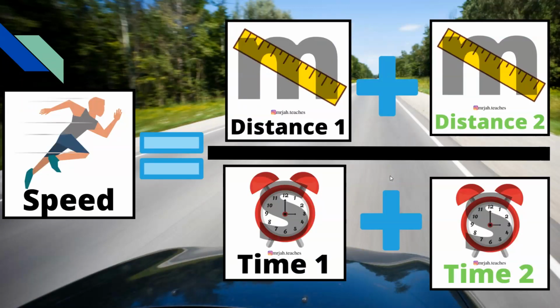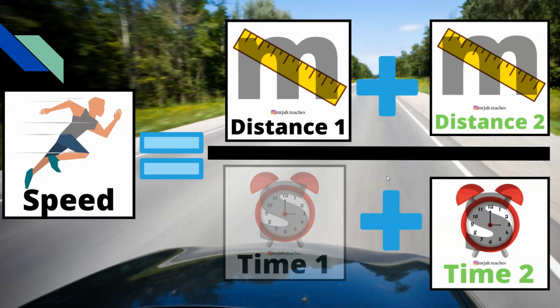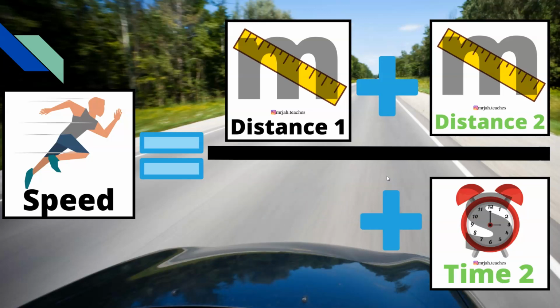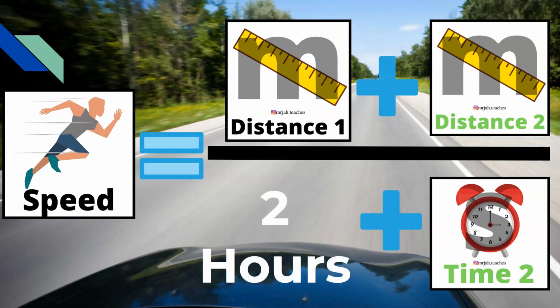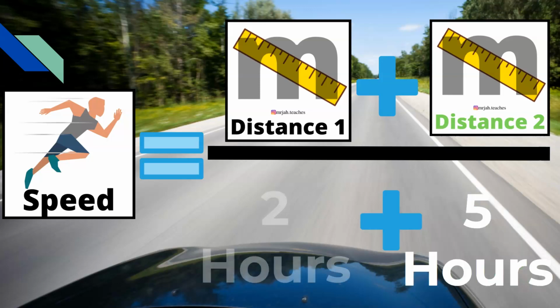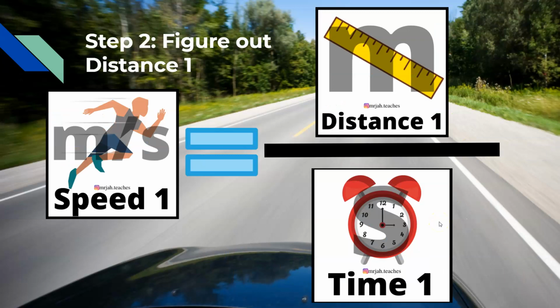So all we got to do is plug our values into the formula. And so let's see what we got so far. We have time 1, which is 2 hours, and we have time 2, which is 5 hours. So we're going to need to solve for distance 1 and distance 2. Remember, the formula for speed is distance divided by time. So let's plug in our values.